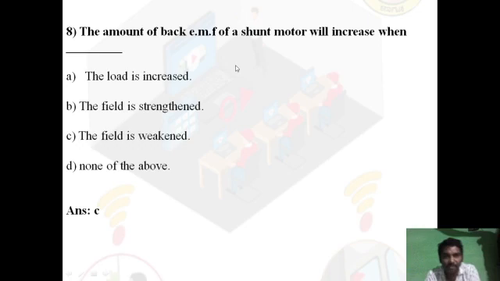Then the next question is, the amount of back EMF of a shunt motor will increase when the field is strengthened, when the field is weakened, none of the above, or the load is increased. Here the back EMF, that is the EMF induced in the armature, increases when the field is weakened. We can go for option C.